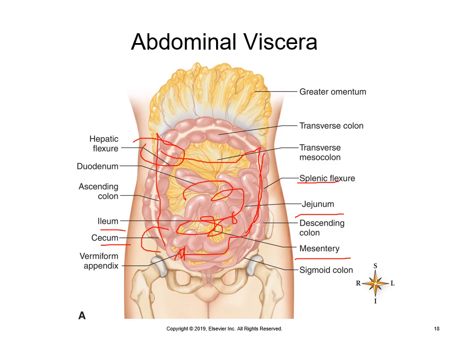So this is basically how the abdominal organs would be arranged within the peritoneal folds, as well as the mesentery and also the omentum.